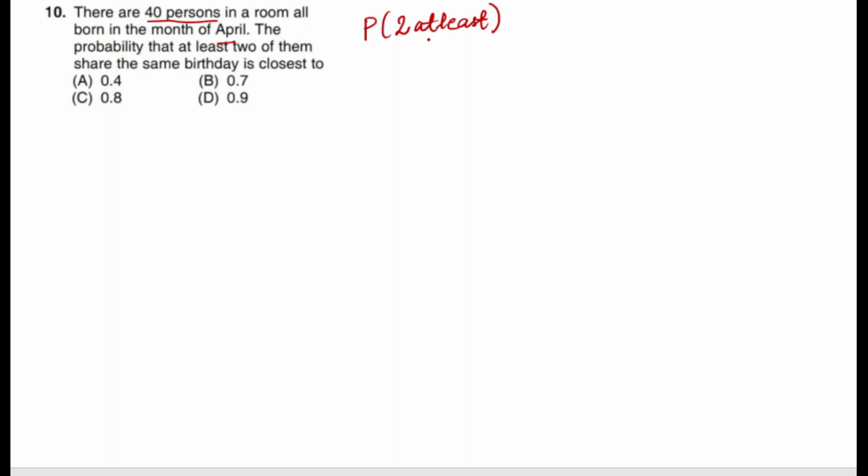Now, let us analyze this question. How many students are there, or how many persons are there? 40 persons are there. All are born in the month of April, means in April how many days will come? 30 days will come, right? Means out of this 40, if I consider all 30 will be having 30 different birthdays, means the remaining 10 will be having the same birthdays as the previous persons, right? Yes.